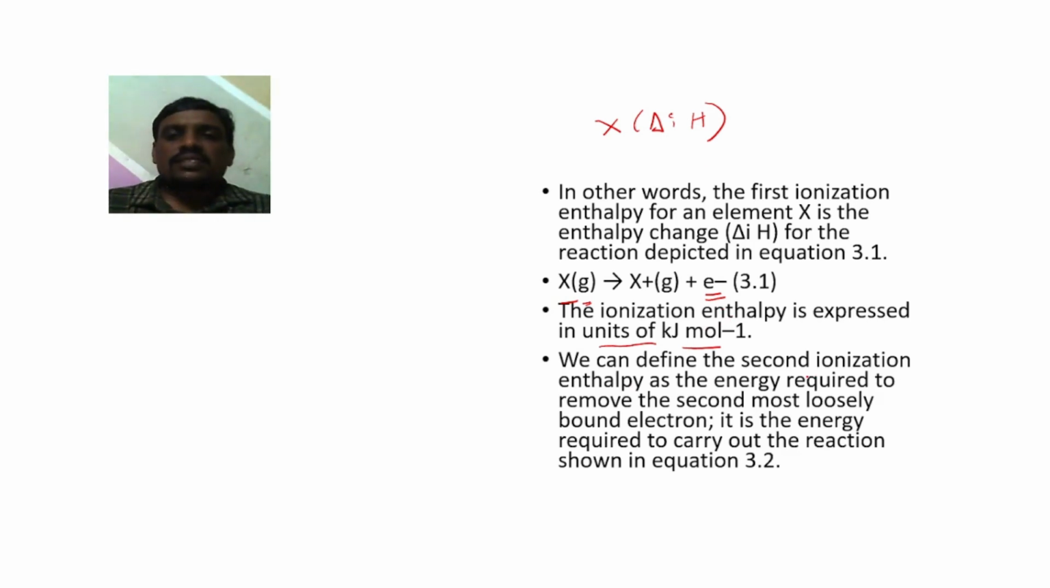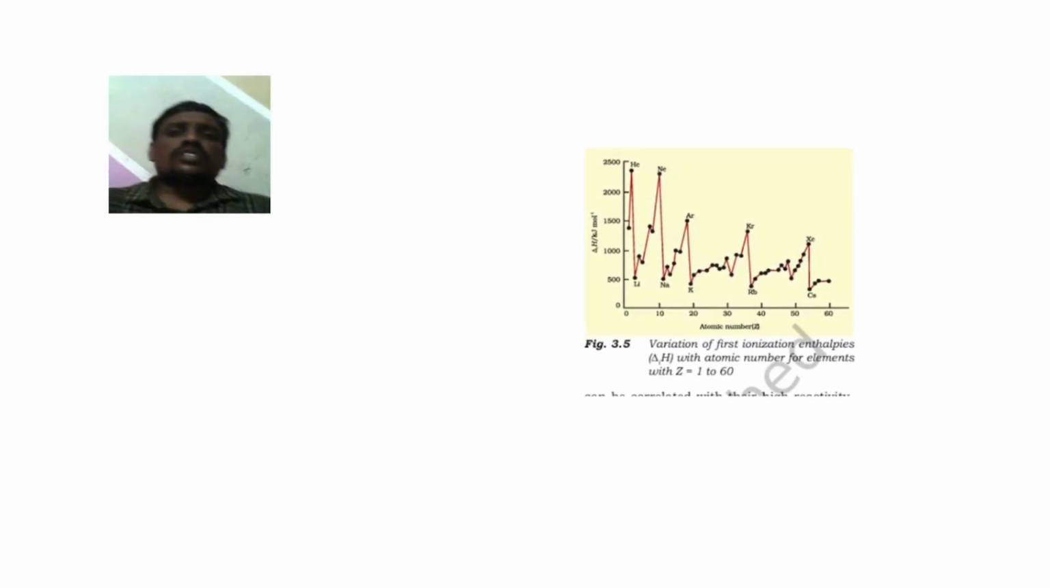We can define the second ionization enthalpy as the energy required to remove the second most loosely bound electron from the shells of an element. It is the energy required to carry out the reaction. So we have seen what the first and second ionization enthalpies are.